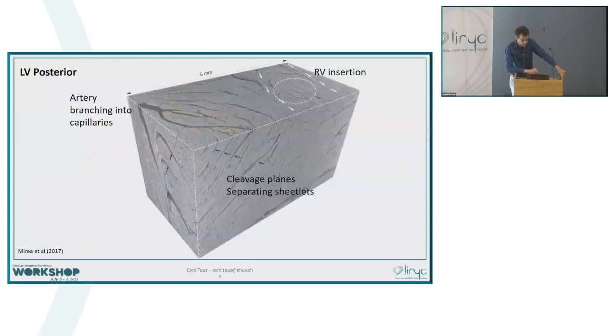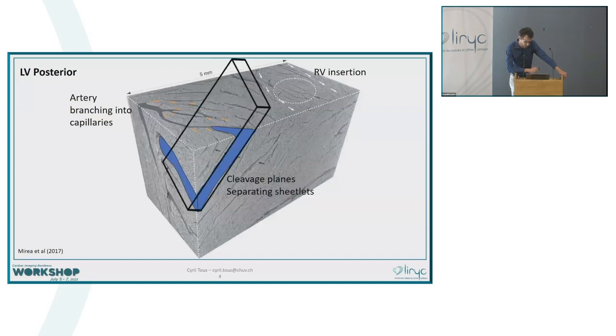If we look at really high resolution imaging, this is 3.5 microns, done with X-ray phase-contrast imaging, it's really complex. Here is the LV posterior, and you have the LV insertion, with really compact fibers. Then you have those cleavage planes, and when you look at them, they actually correspond to the myocardial perfusion. Here are delineated sheetlets and roughly the angulation of the sheetlets.